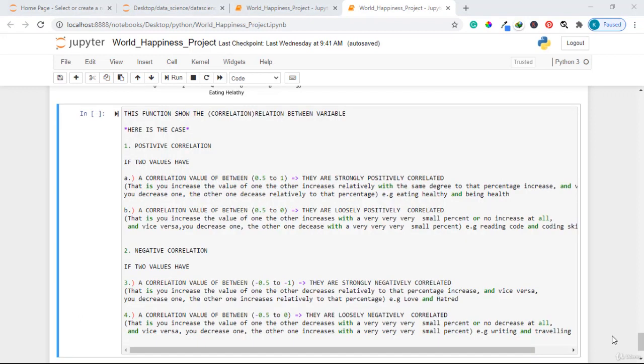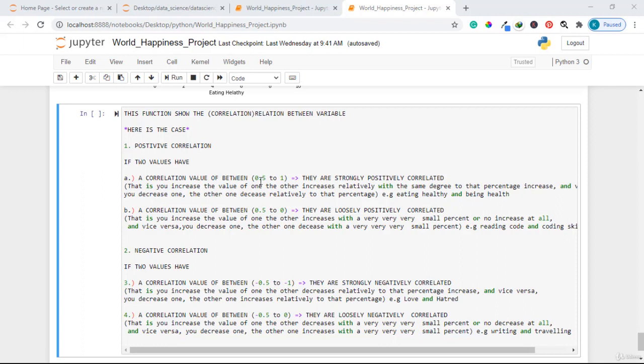One more thing to consider with correlation is that it can also be represented in numbers. That is usually a value between 0 and 1 for positive correlation. And negative correlation is usually represented by a value from 0 to negative 1.